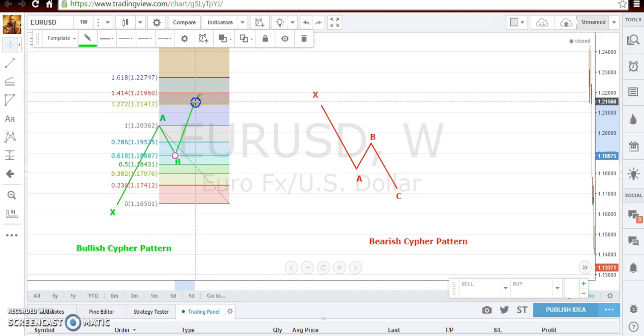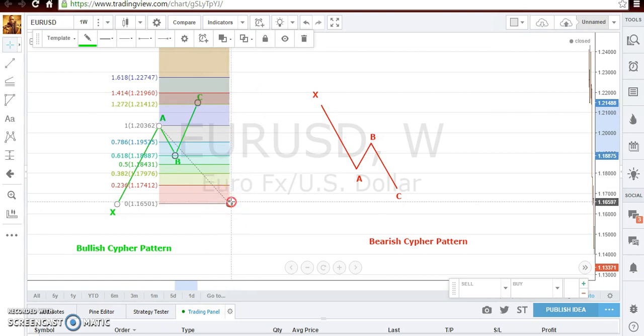So as long as C doesn't touch 141, it has to touch the 127 extension, and it can go beyond the 127 extension anywhere within this space as long as it doesn't touch the 141 extension. So that's what qualifies C as a valid leg of a cipher pattern.